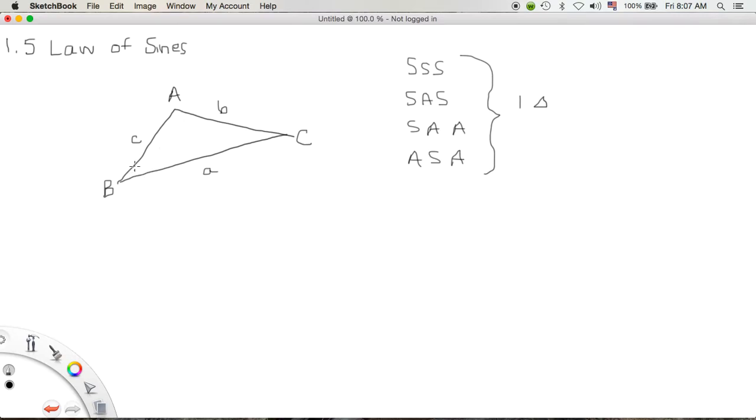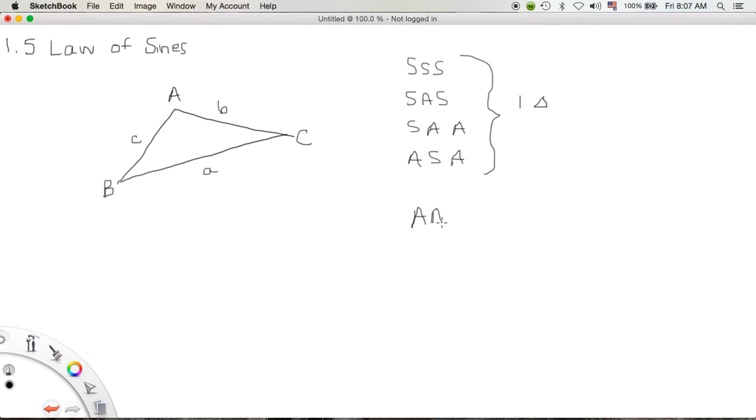And if we had a side and the angle next to it and then the angle across from it, then we could have one triangle. Or if we had the angle and then the side between these two angles, we would have one triangle. And we could get these congruent to each other. We did congruency proofs in geometry.